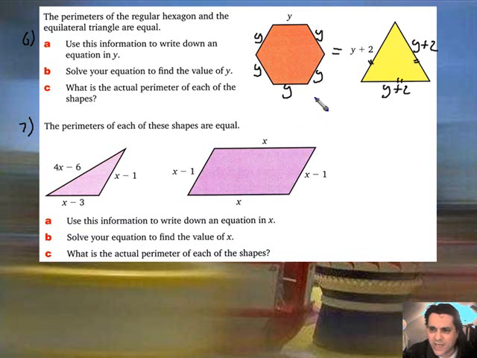Right. Form an equation. So if that equals that, then I've got 6y equals 1y, 2y, 3y, plus 2, 4, 6.